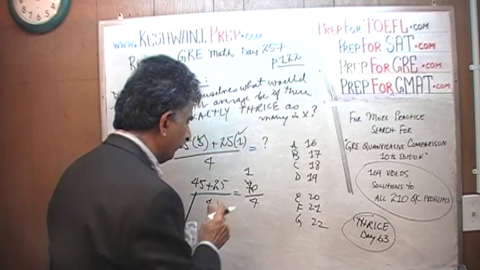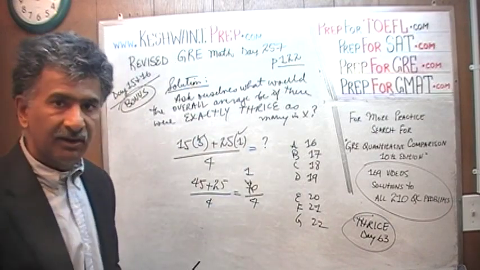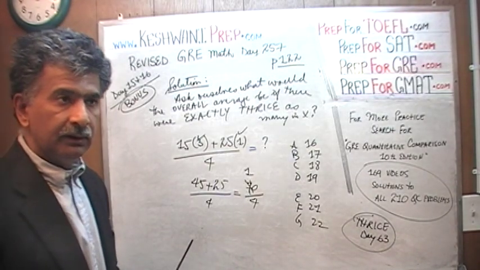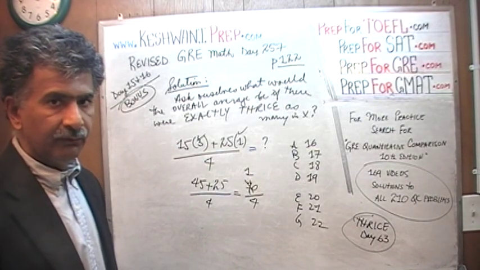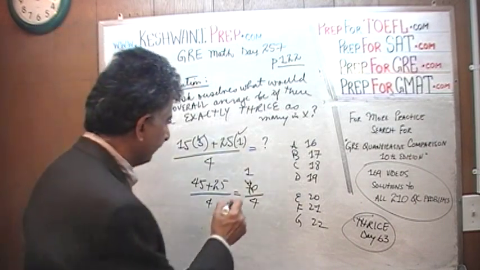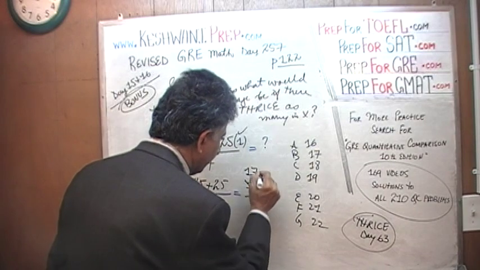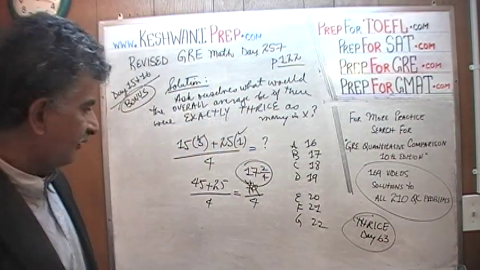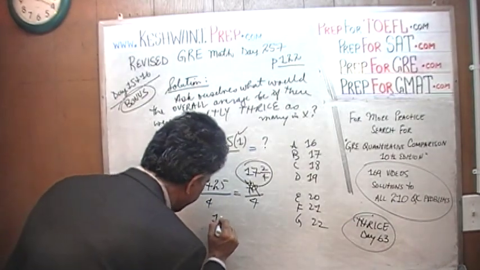7 has one 4. The remaining 3 goes and joins this guy, becomes 30. And how many 4s in a 30? 30 has 8 4s. 8 4s are 32. No, that's not going to work. 7 4s. 7 4s are 28. And the remaining 2 is what we have here. So it's 17 and 2 quarters, which is 17 and a half.